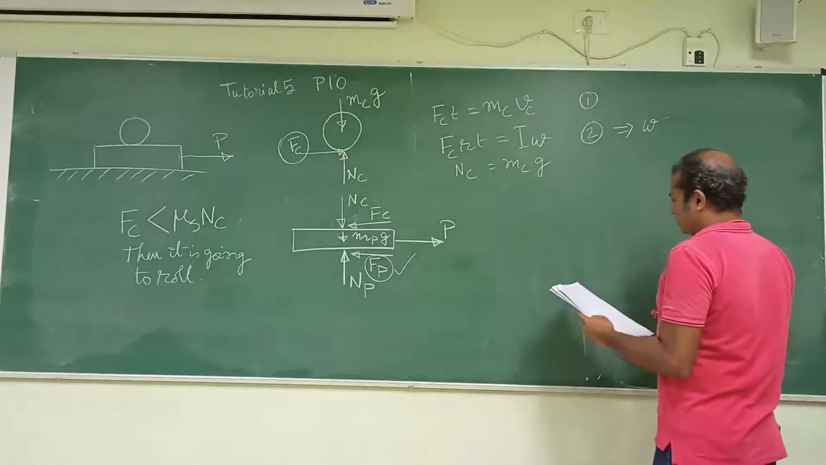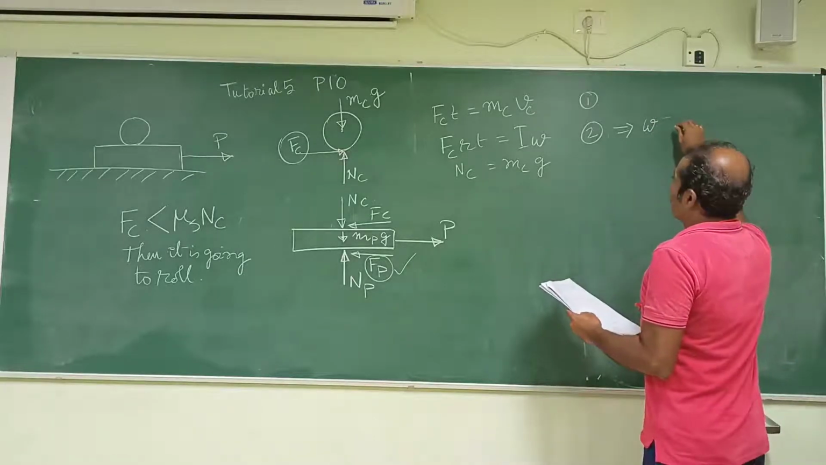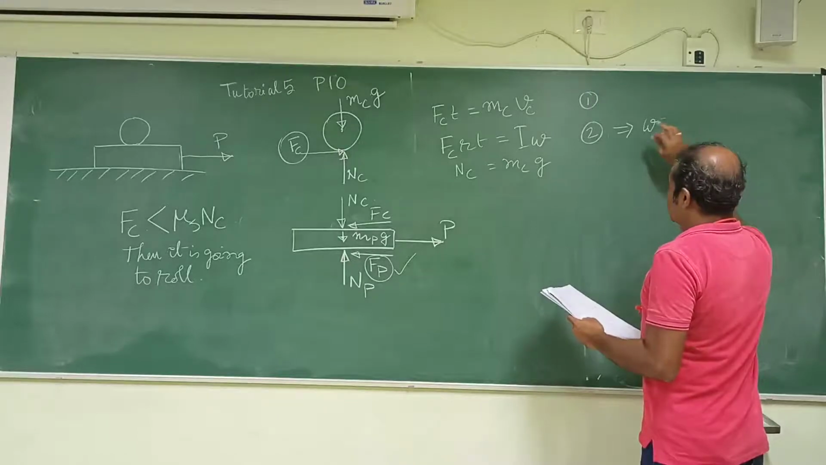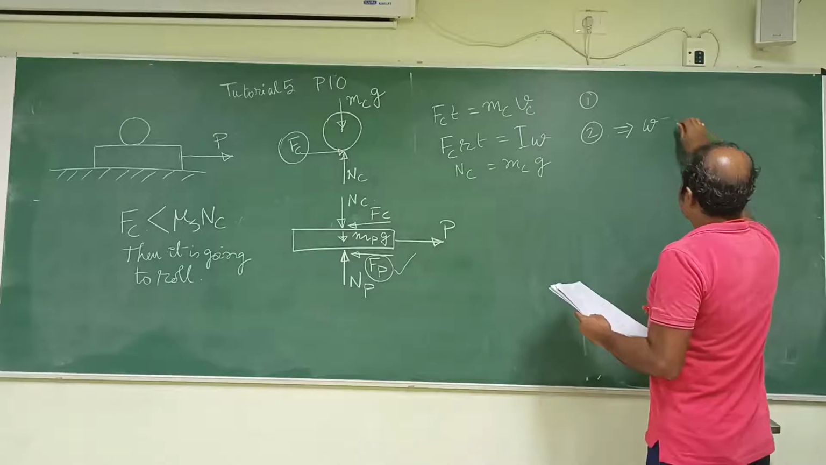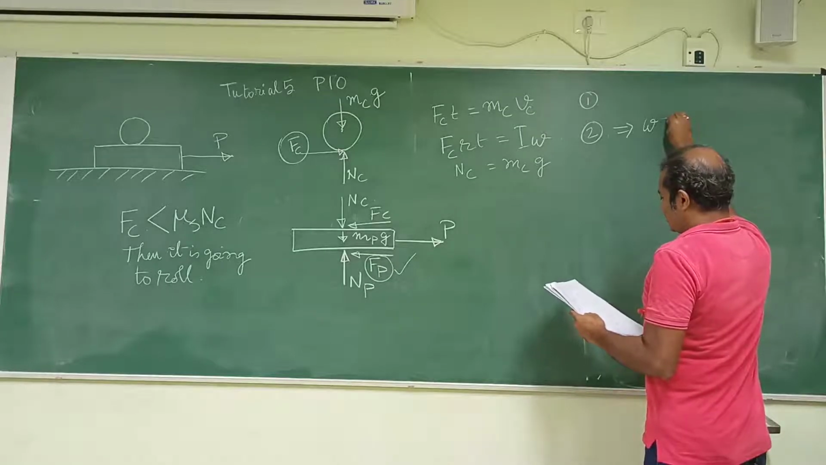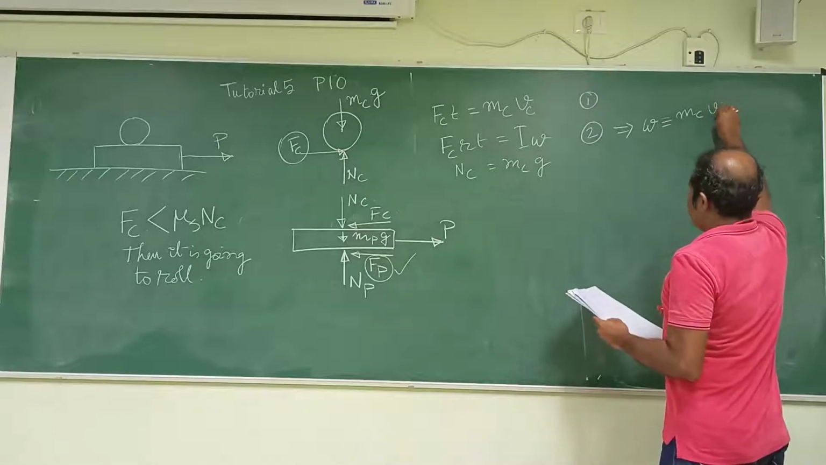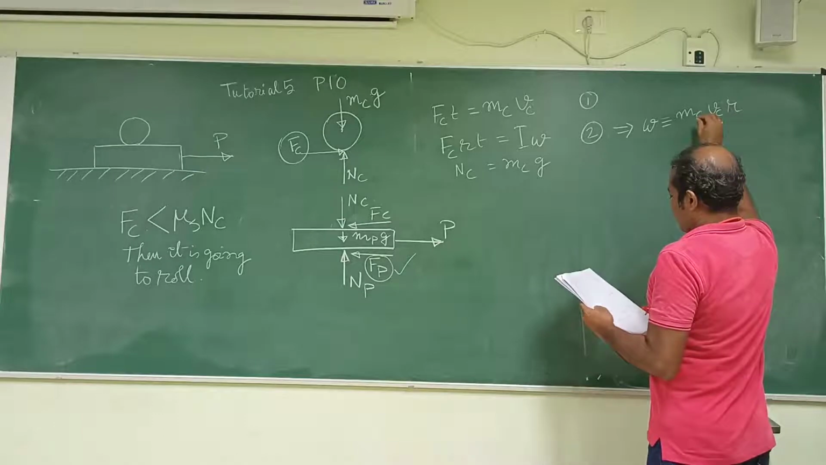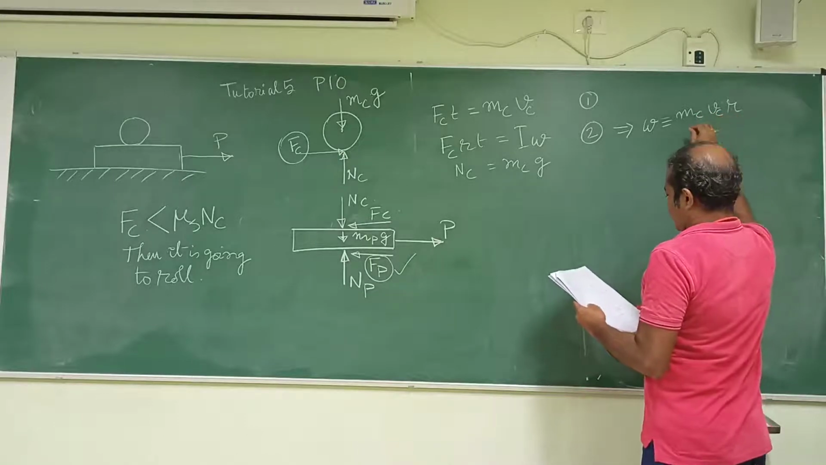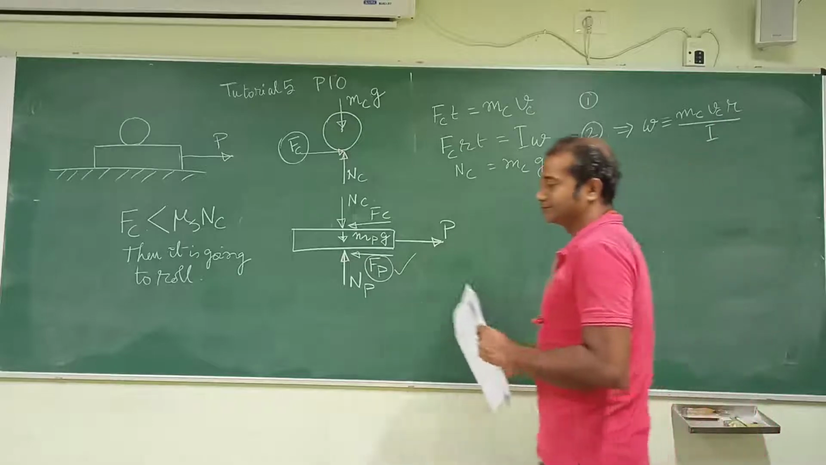So if you are going to derive the omega from 2, it is going to be Fc is equal to mcvc rt. So you are going to write omega is equal to mc vc times r by I.